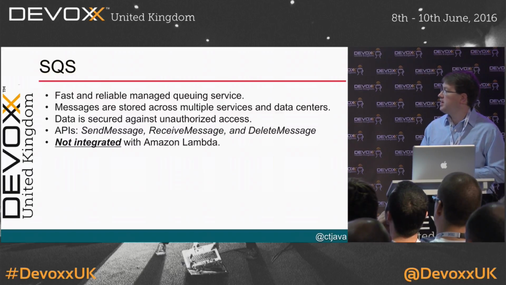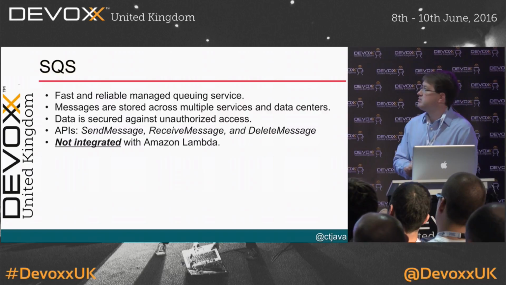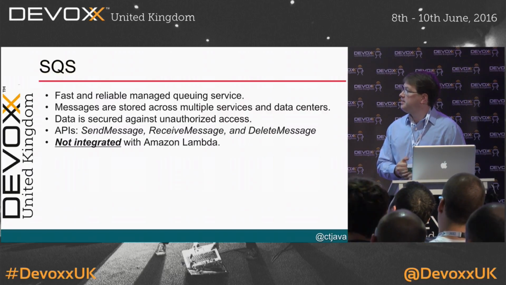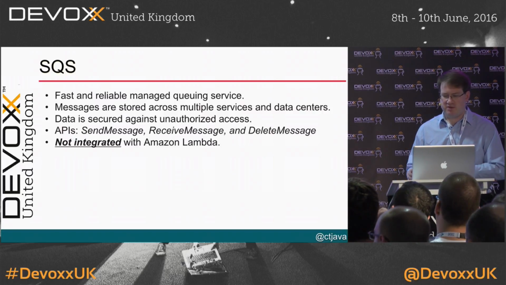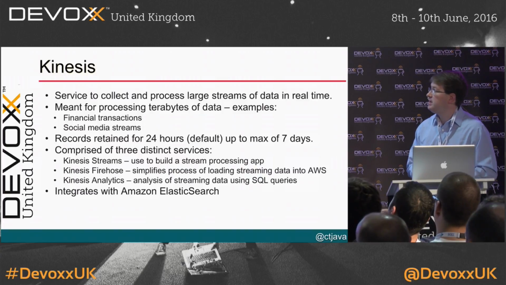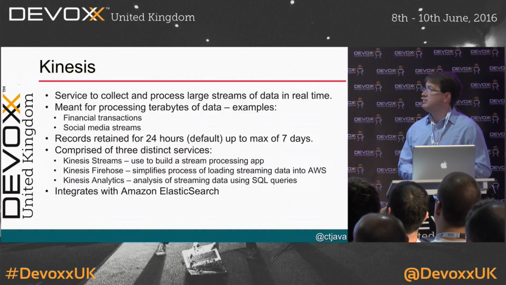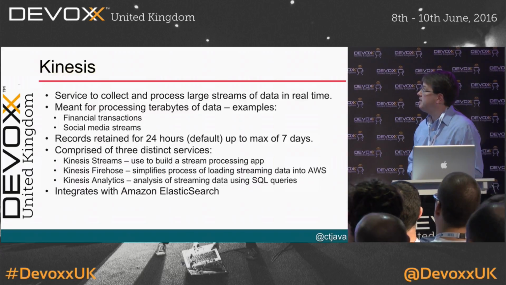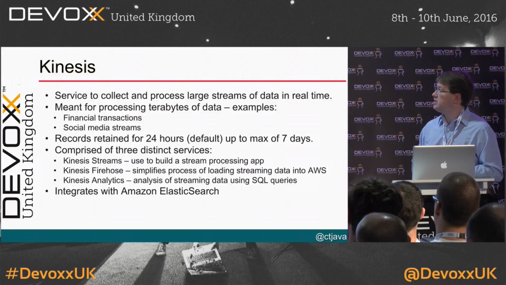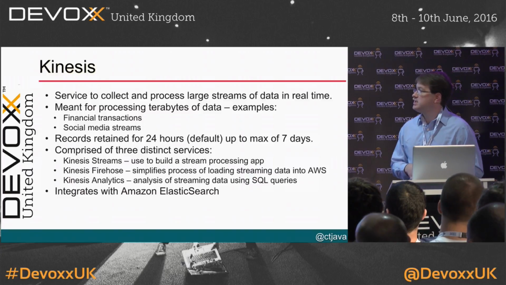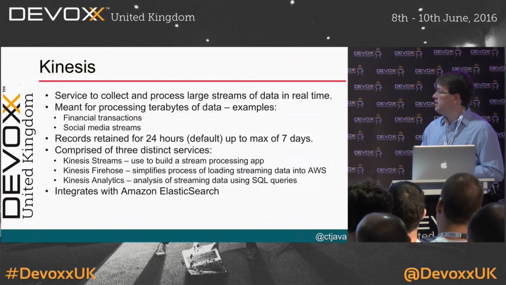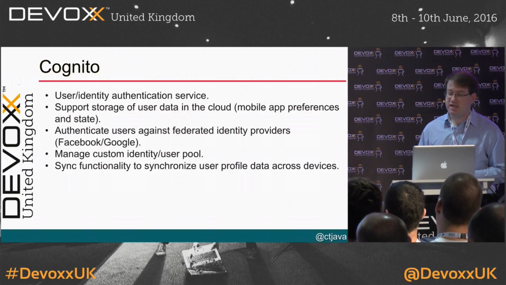SQS, which kind of ties into it, is not integrated with Amazon Lambda. It's a fast and reliable queuing system. Data is secured against unauthorized users, and you basically feed SQS data into SNS in order to get it to Amazon Lambda. There's several different ways of doing that. Amazon Lambda can process data from Amazon Kinesis, which is basically for working with large data streams. So it's meant for processing like terabytes of data, financial transactions, social media streams, etc. The records are stored for 24 hours, and you can replay them back. And it's fully integrated into the Amazon Elasticsearch.